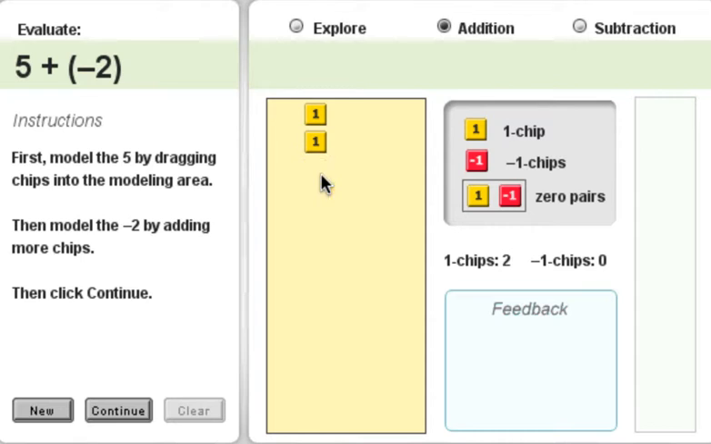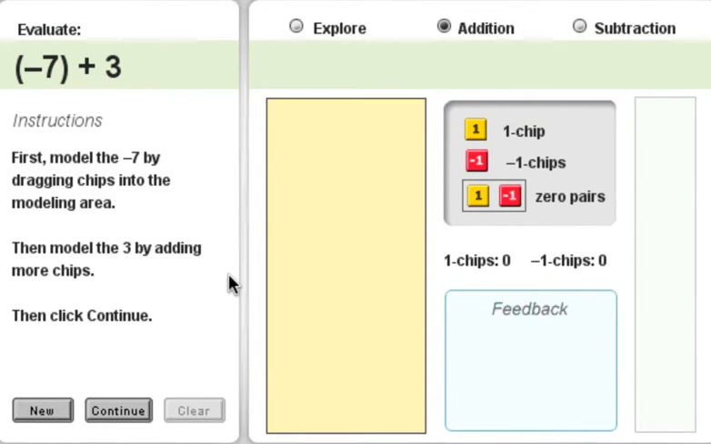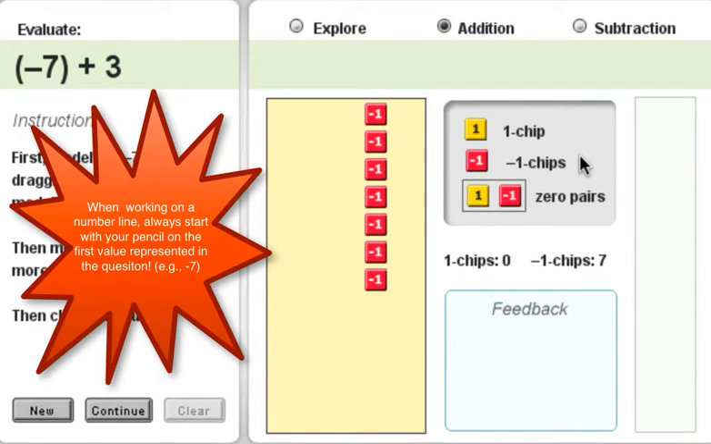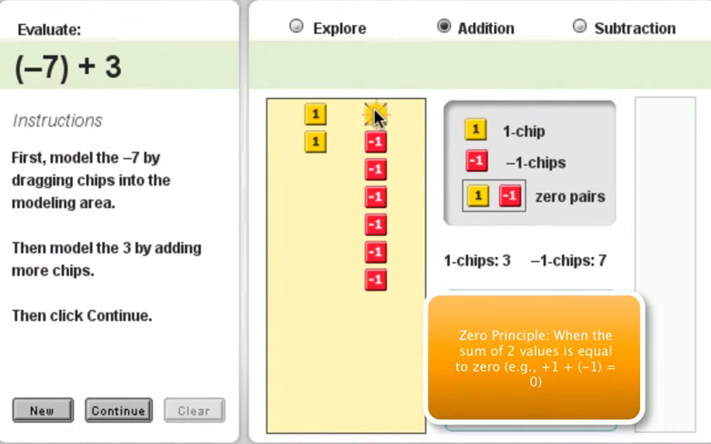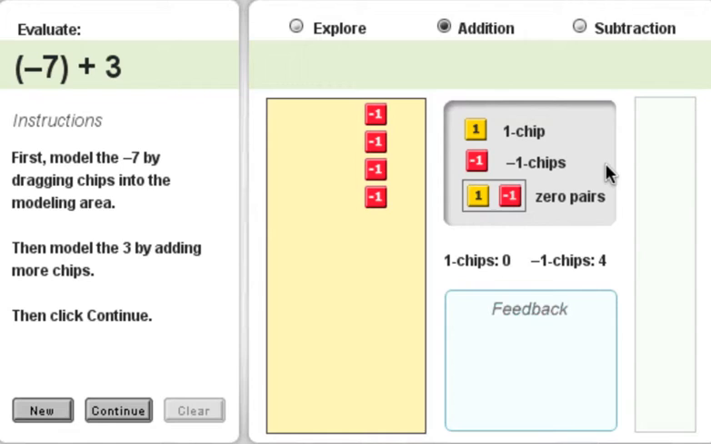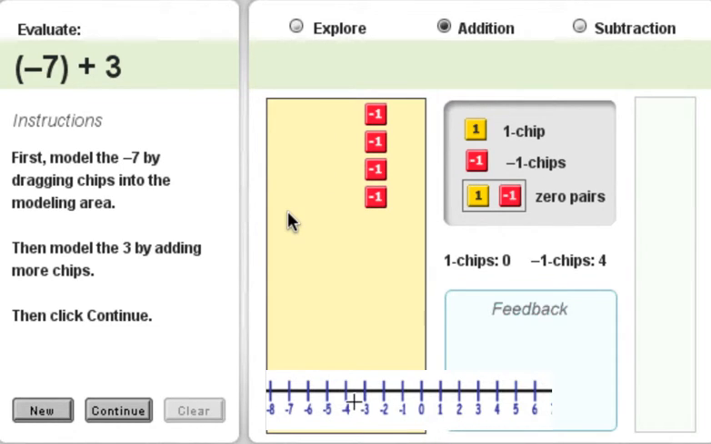Alright, let's try a different one. So what if we did negative 7 plus 3? Well, let's start by representing the negative 7, because that's where the question says to start. Alright, and then it says add 3 positives. When we add integers together, we can combine positive 1 and negative 1 to give us 0. That's a zero principle. And then what do we have left? Negative 4. So negative 7 plus 3 means we're moving to the right on the number line, 3 spaces, equals negative 4.